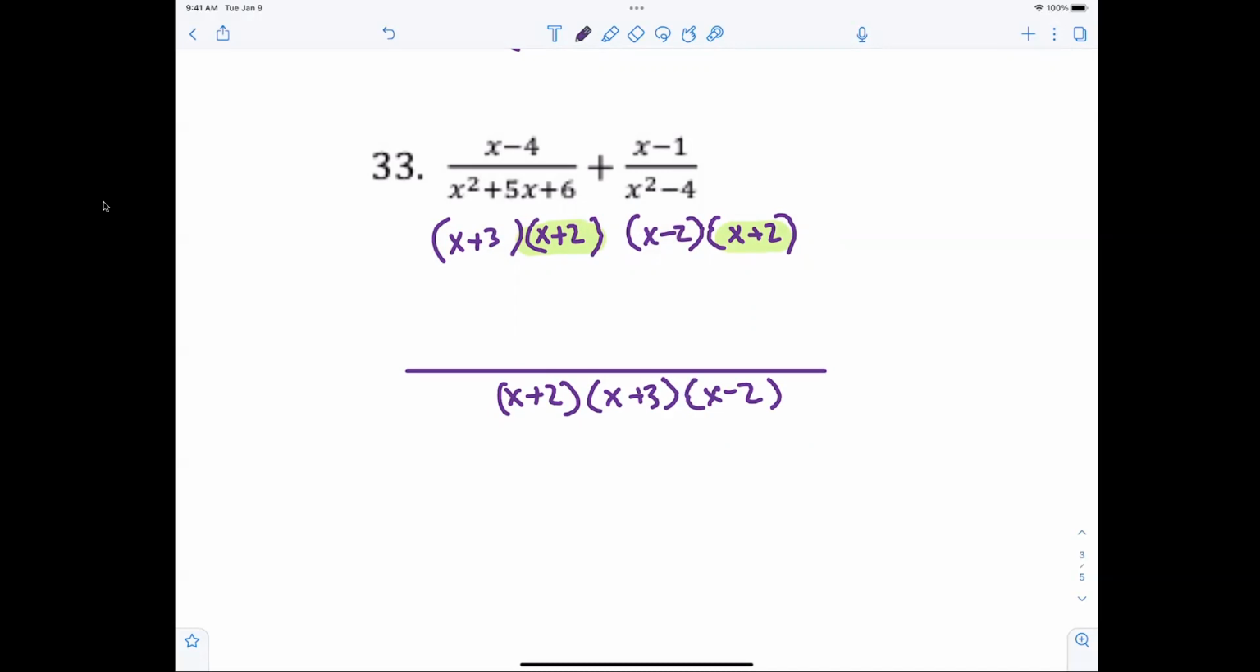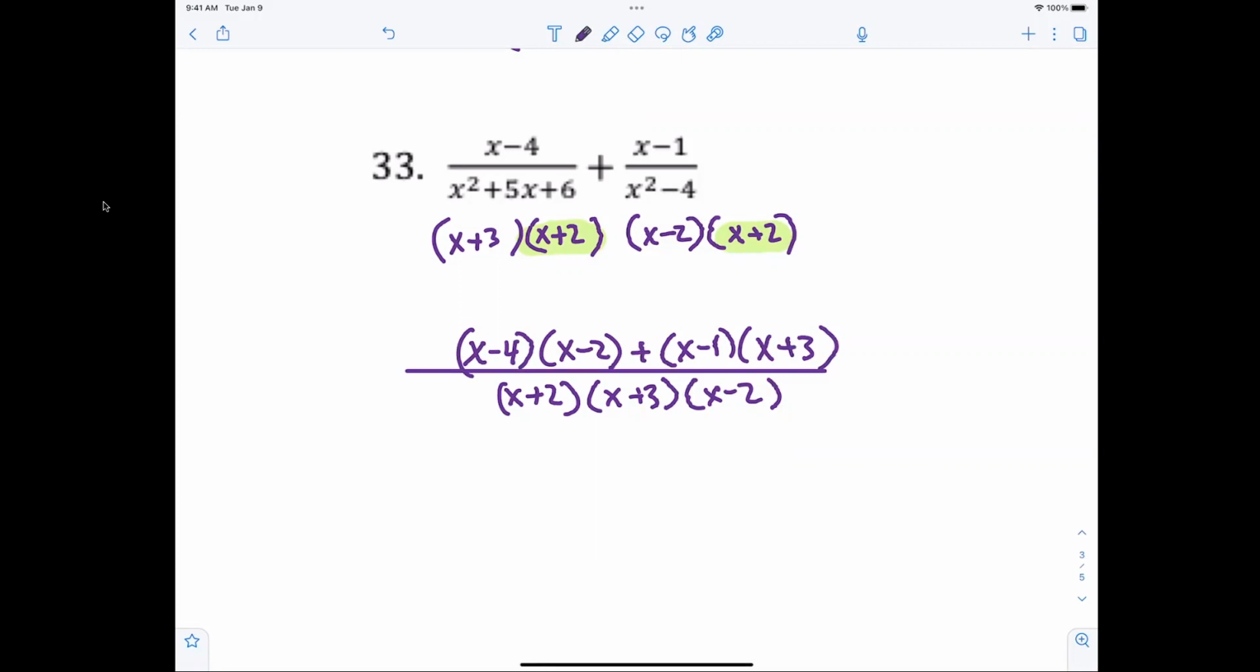And now that creates a common denominator. So everybody has to look at the first fraction. What do I need to multiply the first fraction by? Why would it be X minus 2? What do I multiply the second fraction by? X plus 3. How do you know that? Because it doesn't have it.